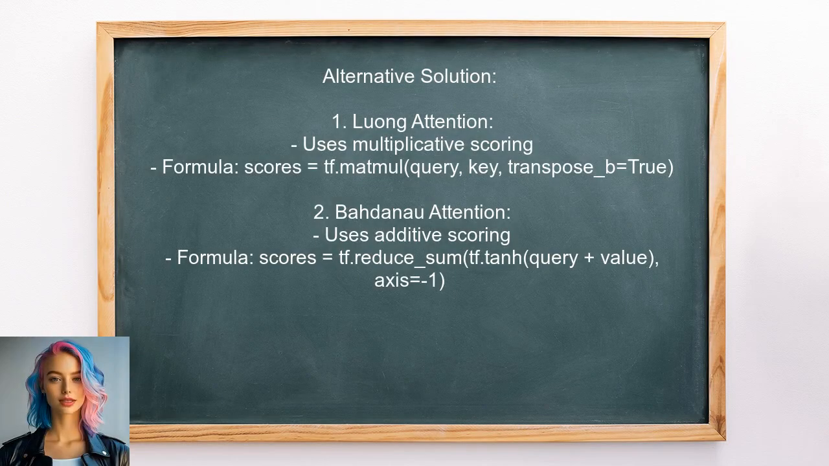According to another user, the difference between Luong and Bahdanau attention lies in their scoring methods. Luong attention uses a multiplicative approach, calculating scores by multiplying the query and key matrices. In contrast, Bahdanau attention employs an additive method, where scores are derived from the sum of the query and value matrices, followed by a tanh activation.